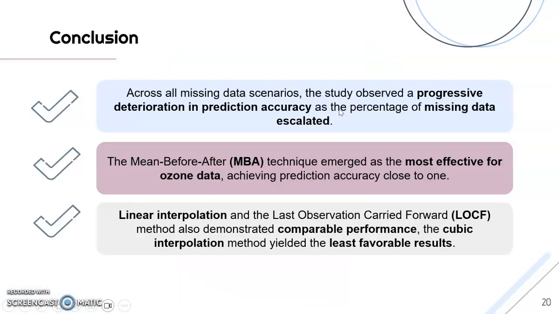Okay, for the conclusion, across all missing data scenarios, the study observed a progressive deterioration in prediction accuracy as the percentage of missing data escalated. And we found that the mean before and after method emerged as the most effective for ozone data, and linear interpolation and the last observation carried forward, or LOCF, method also demonstrated comparable performance, and the cubic interpolation method yielded the least favorable results.